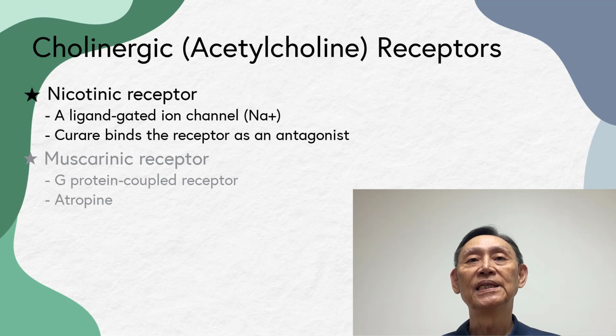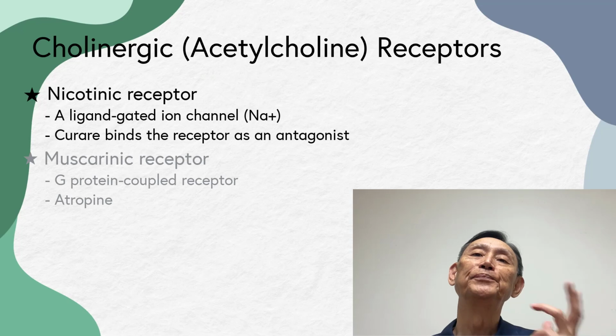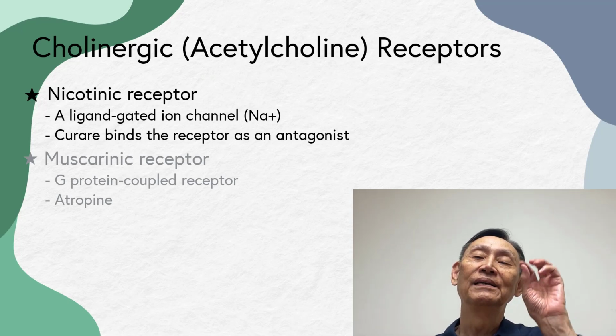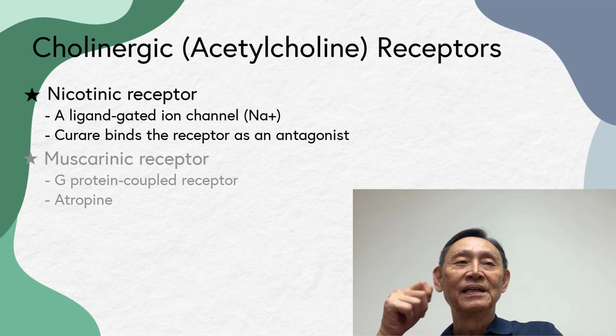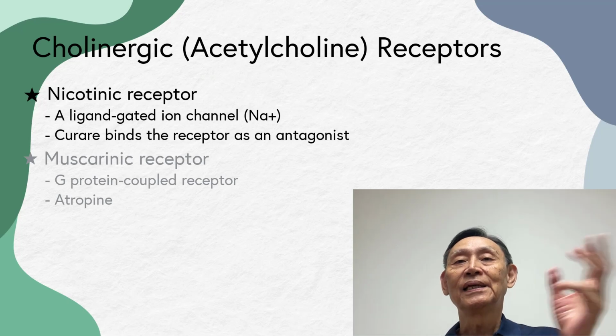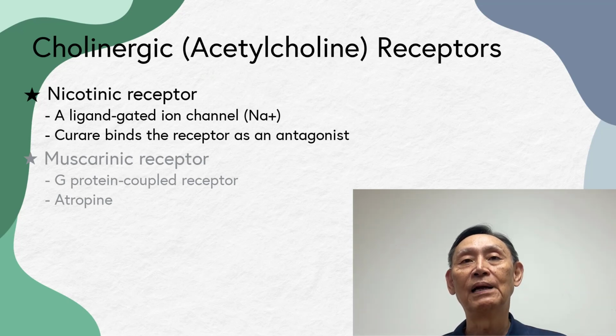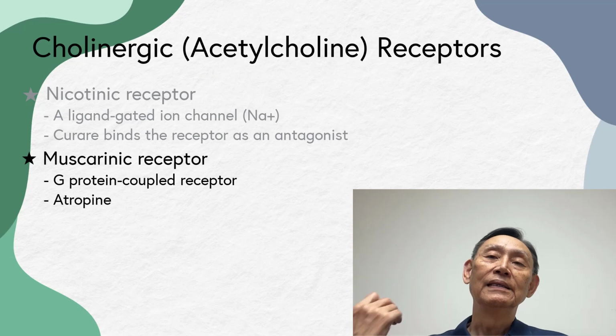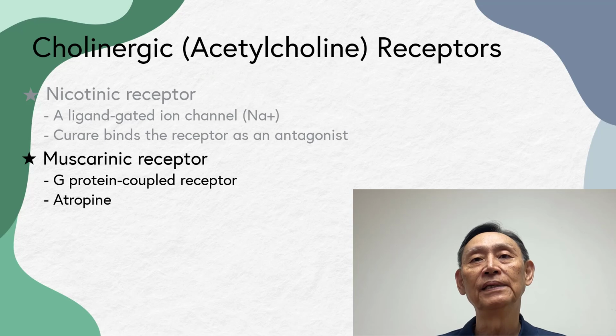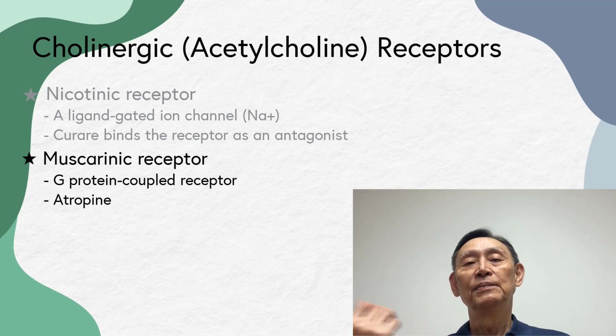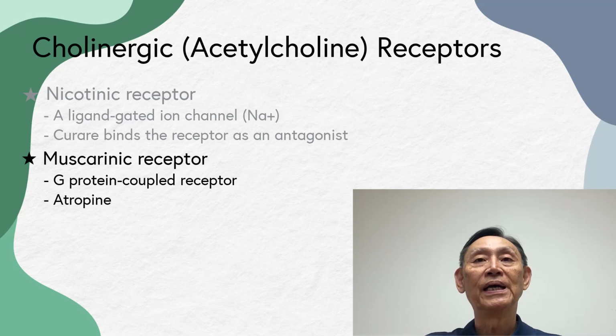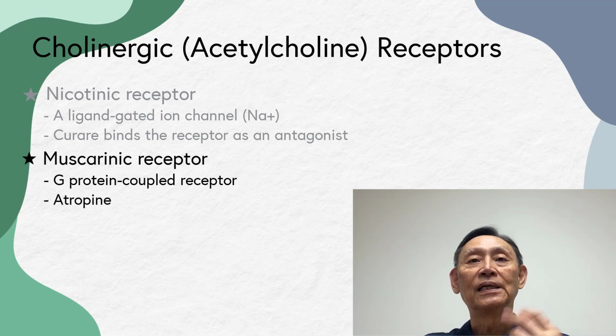There's a famous poison used by some South American tribes. They put it on their arrows, and shooting animals can paralyze them. It's called curare. And then there's a second type of cholinergic receptor called the muscarinic receptor. This is mostly a G protein coupled receptor, and it can be blocked by one famous drug called atropine.